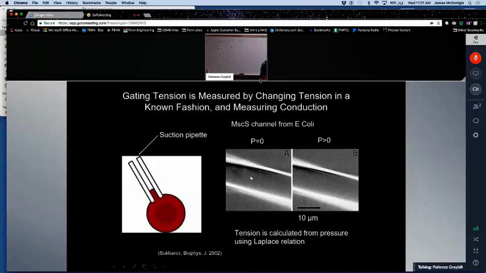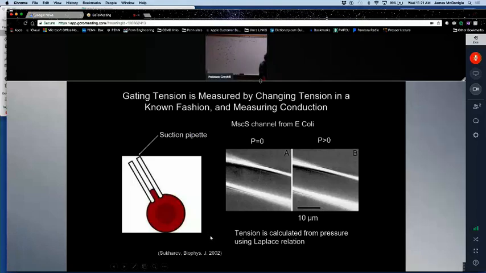Now, if you look very closely at these pictures, on the one on the left, there is basically zero pressure here, and this is the membrane that you're seeing. It's very faint here, but now the suction pressure is larger here, and now you're seeing that it curves out. Okay, and so you know the pressure difference across here, and you also know the curvature, and that allows us to calculate the change in the tension.